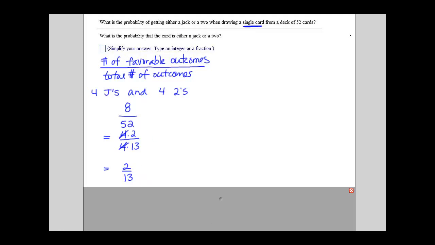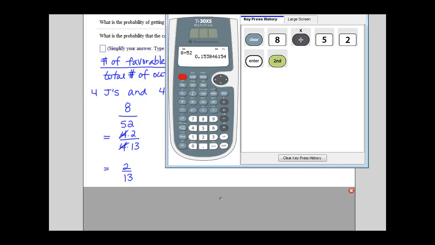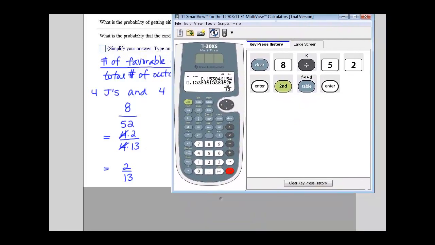You could also type in 8 divided by 52 on your calculator. If I press enter, that's going to be the decimal form of that fraction. But then if I convert it back to fraction form, it will give me the simplified fraction. Second, if I change it to a fraction, it's the second function of this table key. Press enter, and it gives me 2/13, which is the probability that we would draw either a jack or a 2 on one single draw.